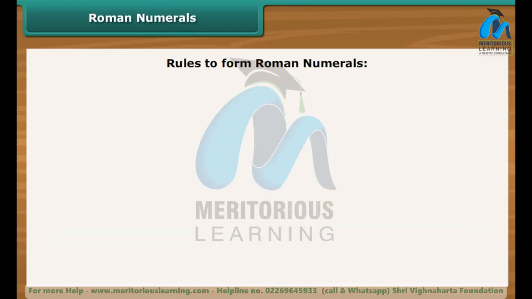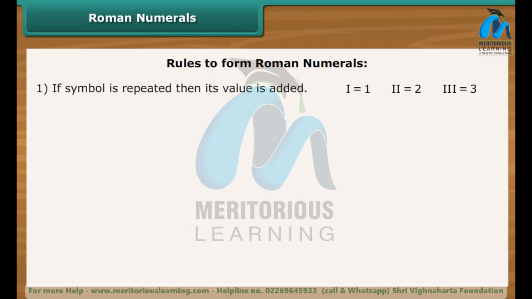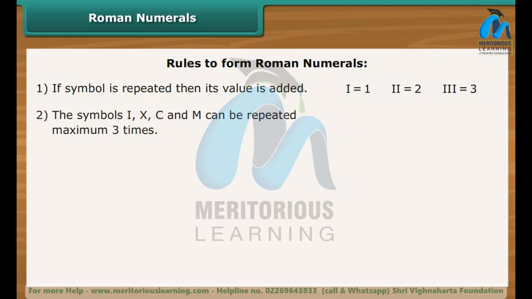There are certain rules to form Roman numerals. They are: 1. If symbol is repeated, then its value is added. 2. The symbols I, X, C and M can be repeated maximum 3 times. 3. The symbols V, L and D can never be repeated.